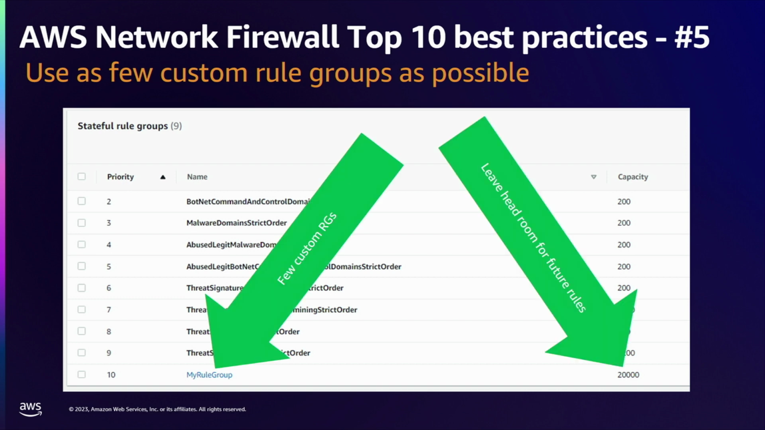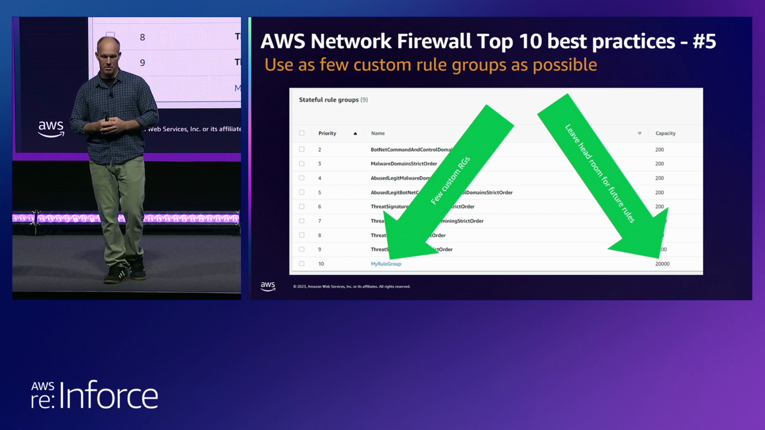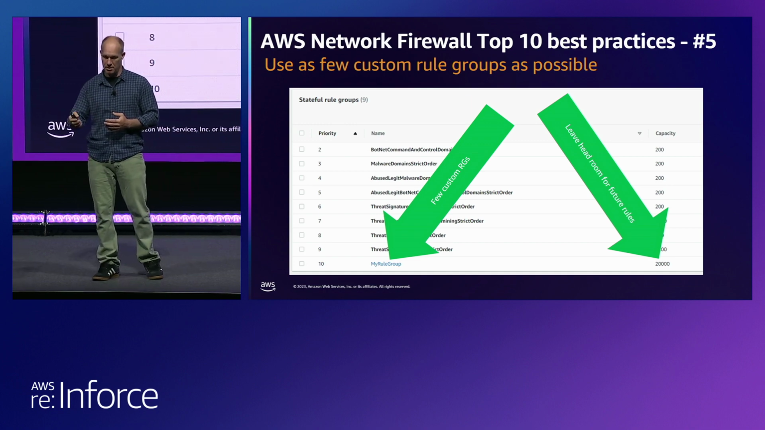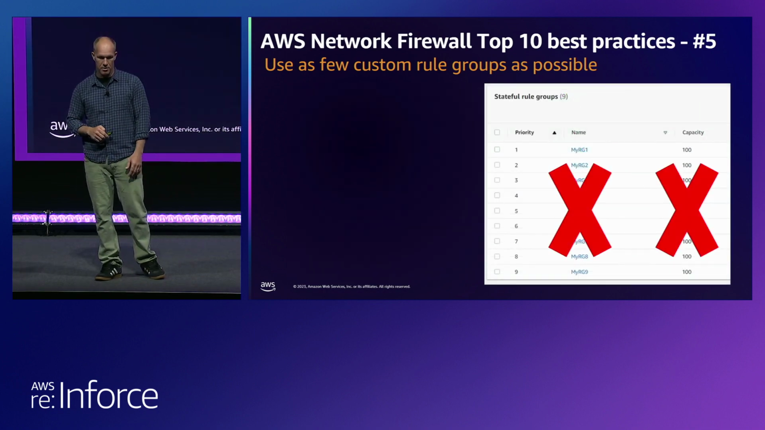So the custom rule groups, the reason that I want to use as few of those as possible is because each one of those, when I create it, I need to define a capacity. And the capacity, I might want to expand that later on. I might want to have additional flexibility there. So you want to give yourself extra headroom when you create those and use as few of those as possible.